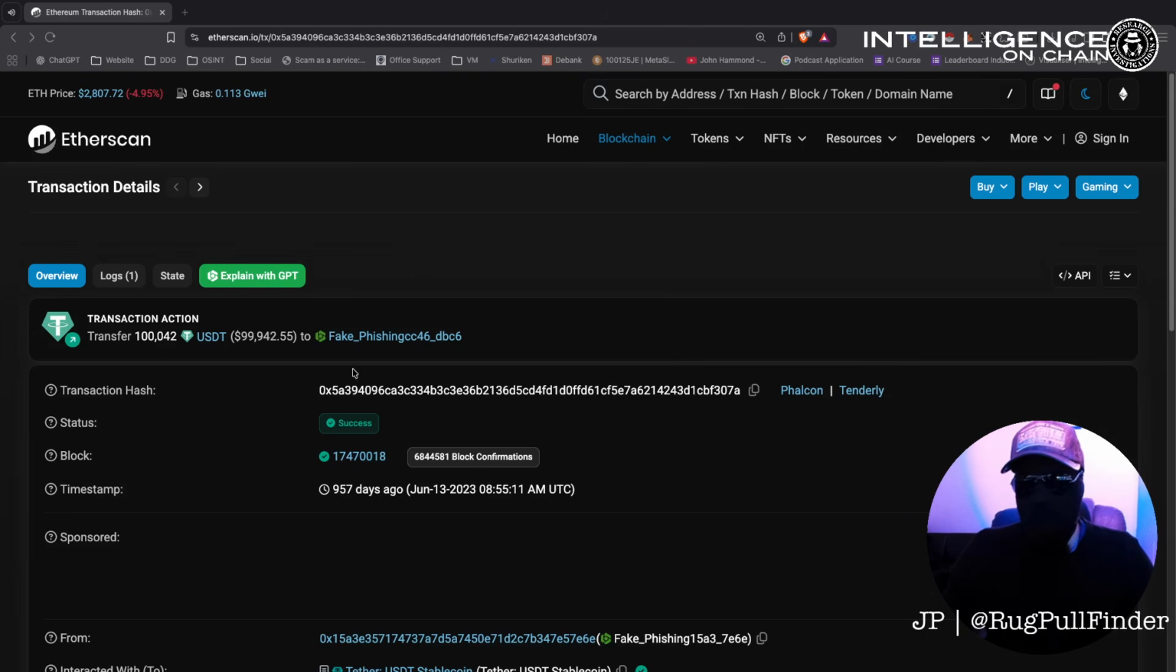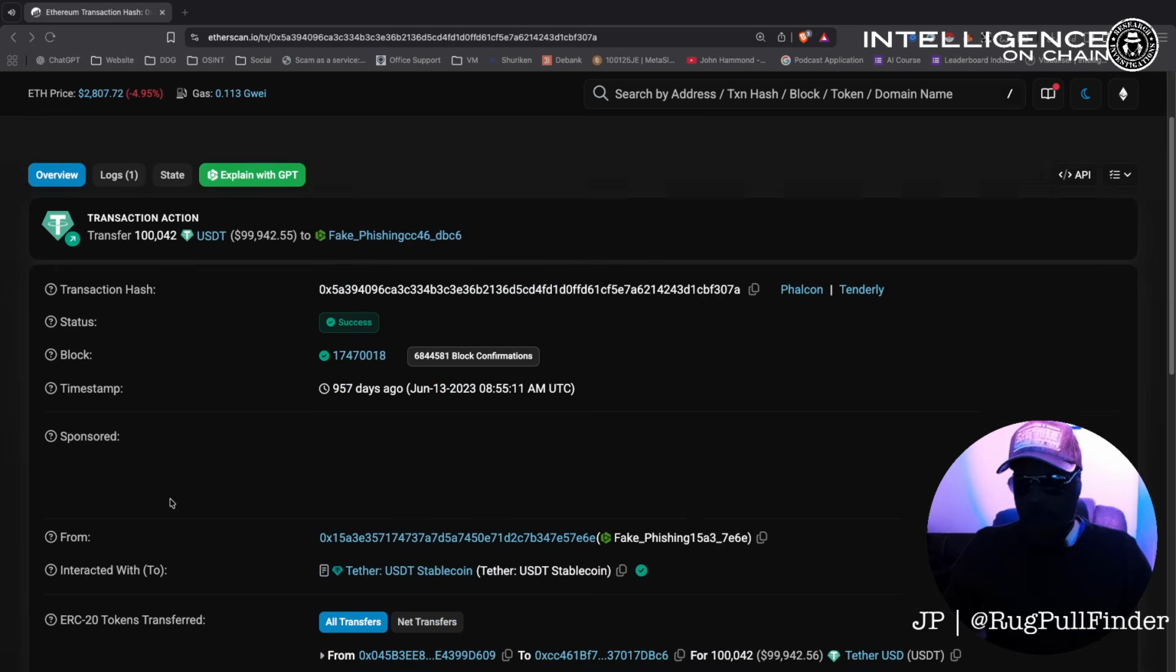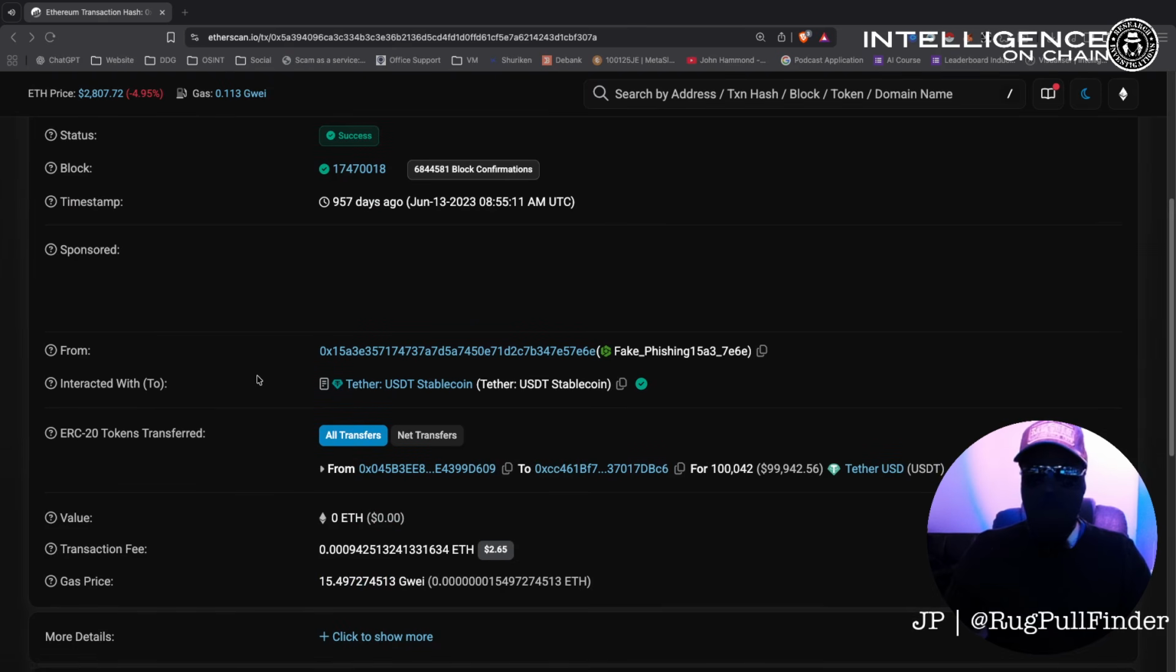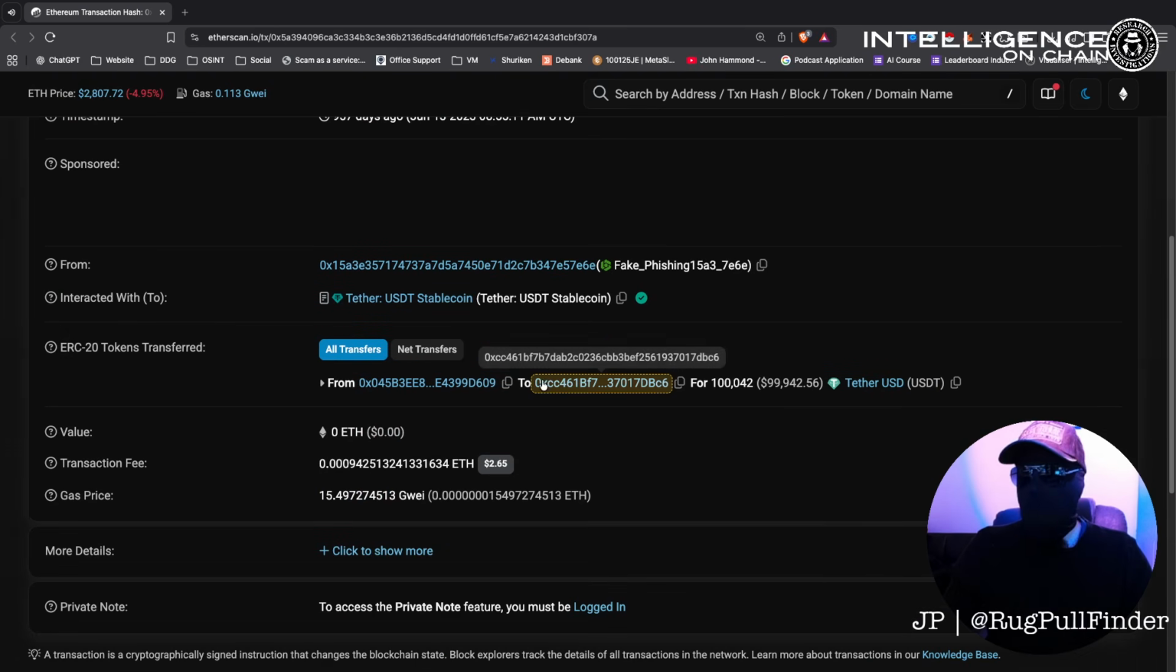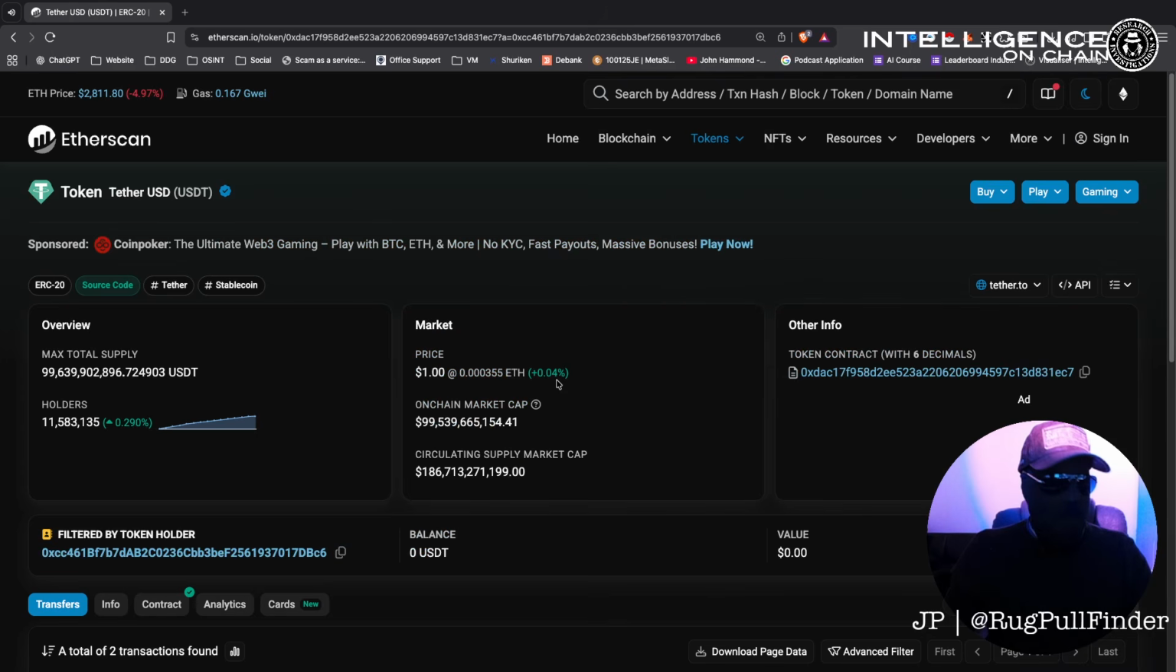But let's go. This transaction, let's follow it. We're on Etherscan right now. We're in dark mode, but we can see that it goes to this 0xCC461. 100,042 USDT worth 99,942 or thereabouts. So we click on this address. We're just going to use Etherscan. I might even show you some MetaSleuth later on as well, but we'll see how we get on.